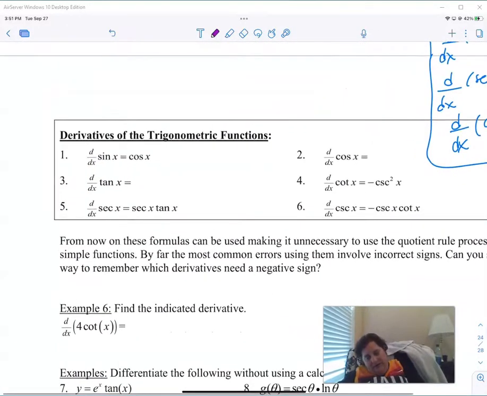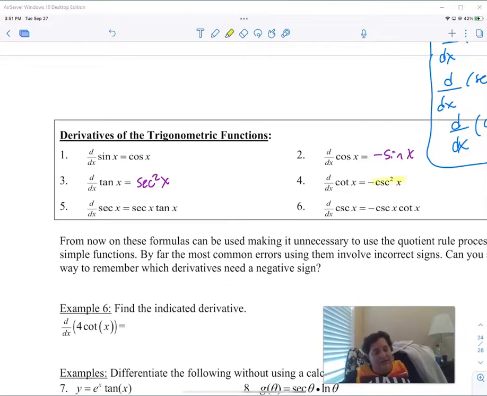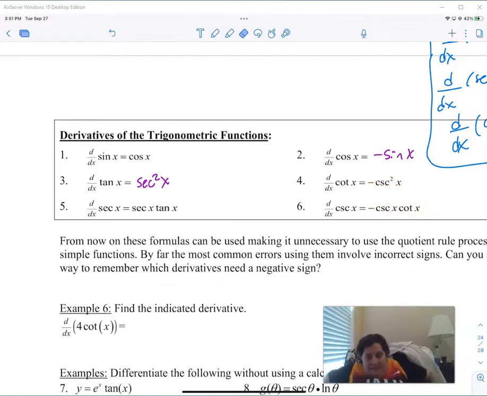So we already did tangent. Your tangent is secant squared. Secant is secant tangent. Cosine is negative sine. Okay? Cotangent, it turns to negative cosecant squared, and cosecant is negative cosecant cotangent. It's real annoying with the signs. The biggest error people make is messing up those signs. Okay, you guys? Now, I have a great way for you to remember the signs.